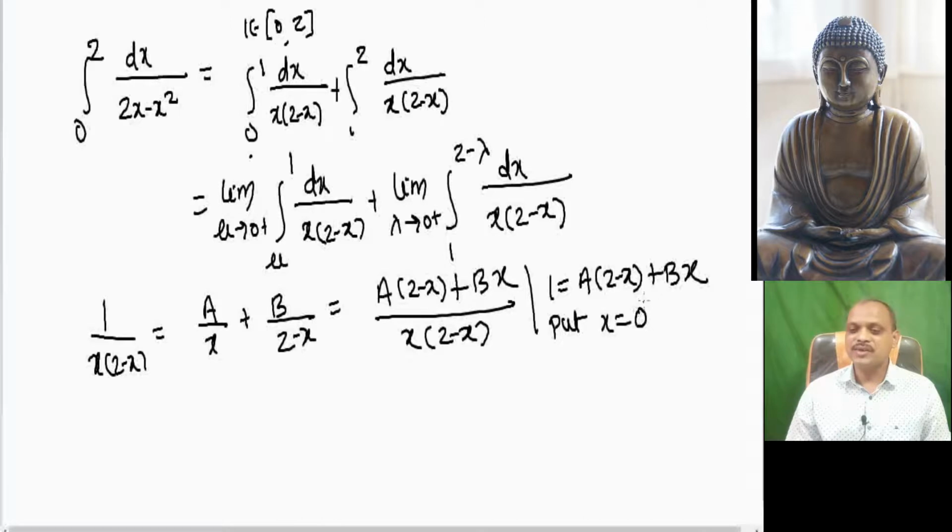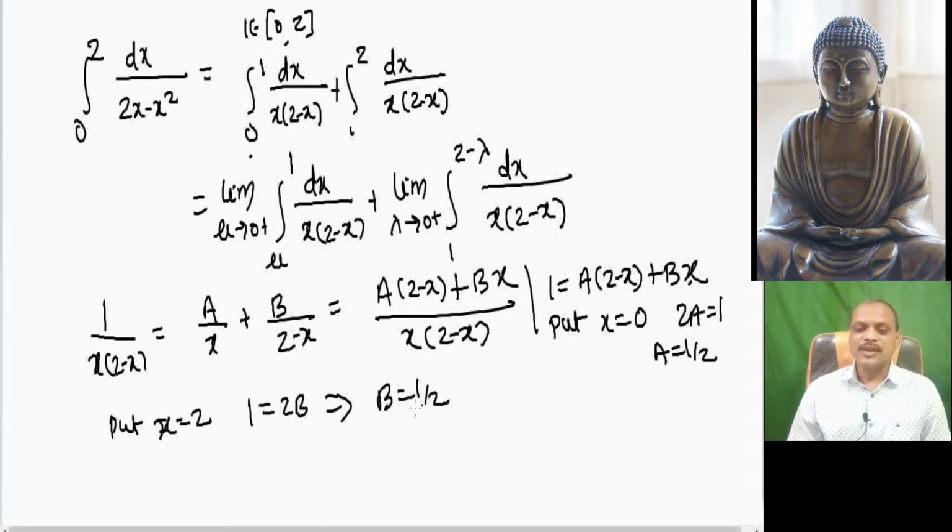To find the values of a and b, let us put x equal to 0. When we put x equal to 0, we get 2a is equal to 1 and a equal to 1 divided by 2. Again, let us put x equal to 2, so that the first term will vanish and we get 2 into b equals 1, and that means b is equal to 1 divided by 2.